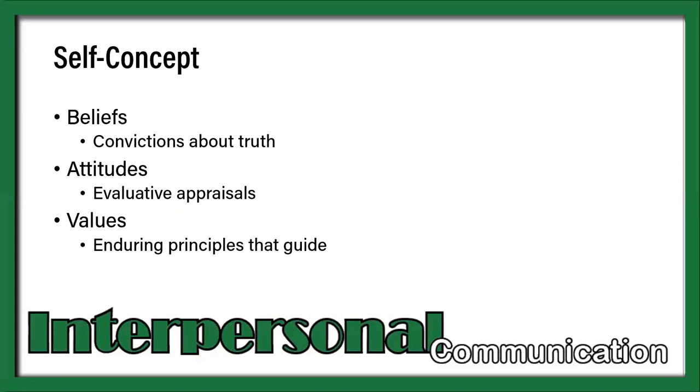The things we want to focus on here are our beliefs, which are our convictions about the truth. Is this true or is this not true? This is our belief system, based on our vision, our view, our filter of what the world is. We created that ourselves. The next piece is attitudes. Attitudes are evaluations about how you think you're doing. Do I think I'm doing a good job? Do I think I'm doing a bad job? And then the last piece is values: enduring principles that guide our interpersonal action.